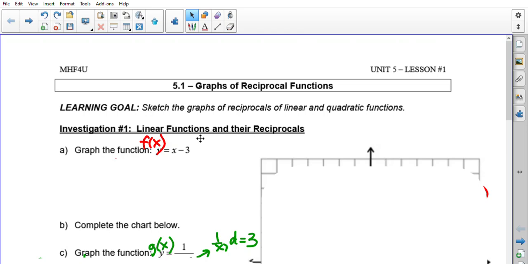Hello class, and welcome to the lesson today, lesson 1 for unit 5. It will cover 5.1 graphs of reciprocal functions.